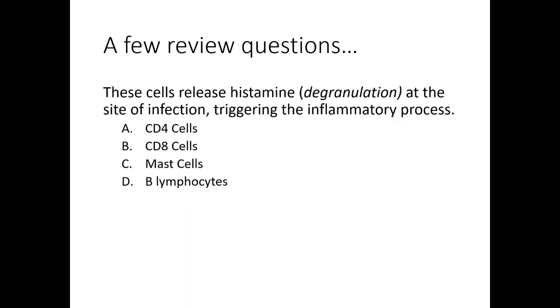Final question. These cells release histamine, so essentially the process called degranulation, at the site of infection, triggering the inflammatory process. Okay, so this is at the site of infection. It is not part of our adaptive immune system. It is directly triggering inflammation, right? So both the site of infection as well as the inflammatory process tell us that this has to be some kind of cell within our innate immune system. And so it's not a T helper cell, it's not a cytotoxic T cell, it's not a B cell, and so therefore it kind of has to be a mast cell.